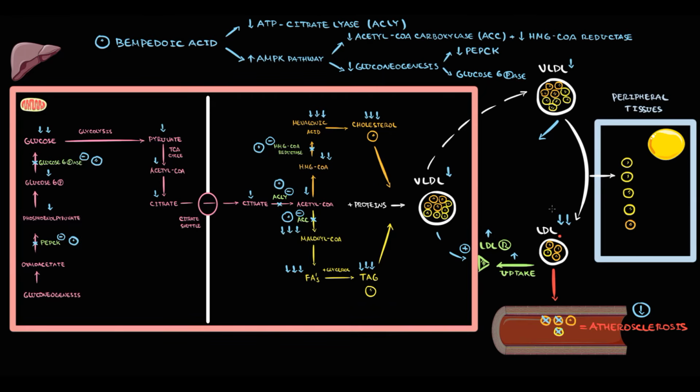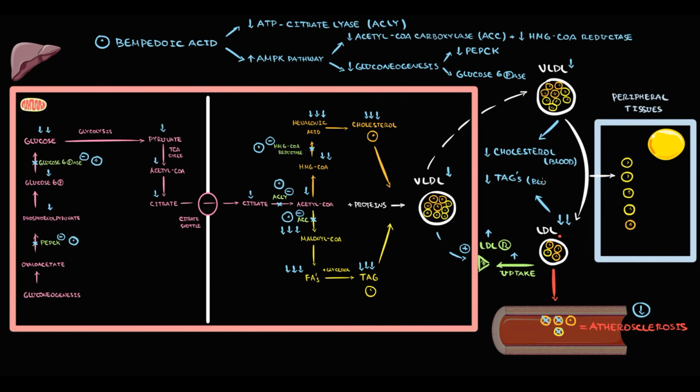But mostly, bempedoic acid affects the concentration of low density lipoproteins in the blood. First of all, decrease in LDL concentration will cause decrease in blood cholesterol level. But also, with decrease in the LDL concentration, the level of triglycerols in the blood will decrease. And because bempedoic acid inhibits gluconeogenesis, with decrease in glucose production, blood glucose level will decrease.